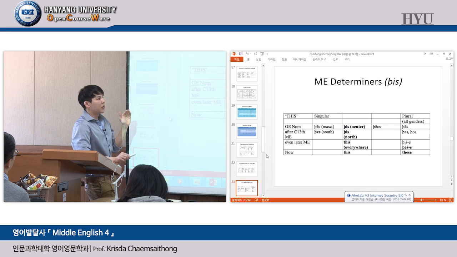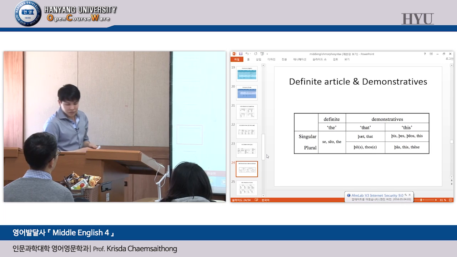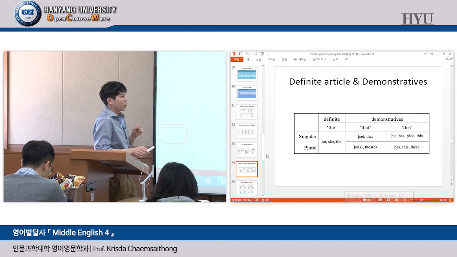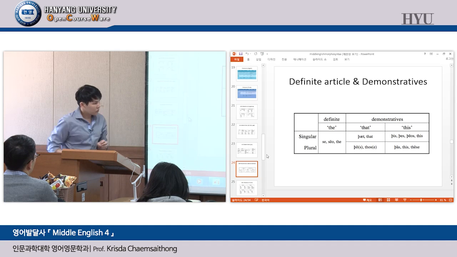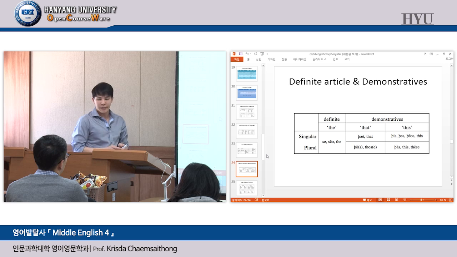So I guess the reason why the E form won over is that people want to make the distinction between the singular form "this" and then the plural form, because number is important, right? So they lengthen the vowel to "these" and then "this". So that one won over. And this is the final picture, right? So "se" and "seo" became "the", right?